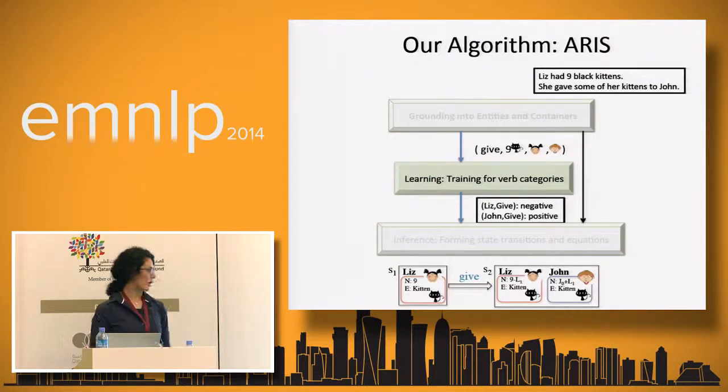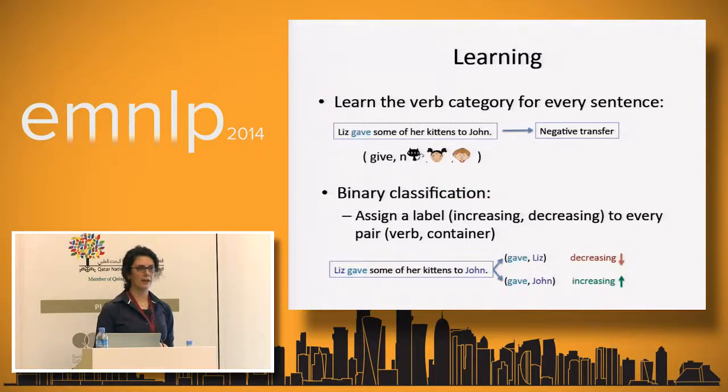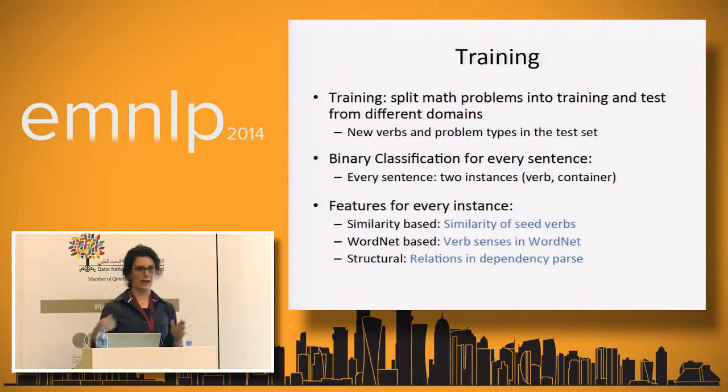So after this step, we have translated every sentence into this form: the verb, the quantity, entity, and one or two containers. Now our goal is to learn the verb categories. For example, we want to know that give is actually a negative transfer verb. And the way that we model it is with binary classification. We want to know whether it's going to be increasing or decreasing for the first container, and increasing for the second container. Basically, our goal is to do binary classifications for every verb of the sentence and each of the containers.